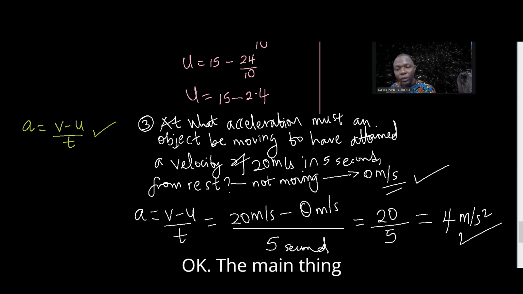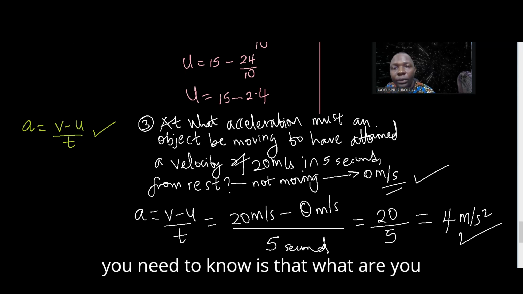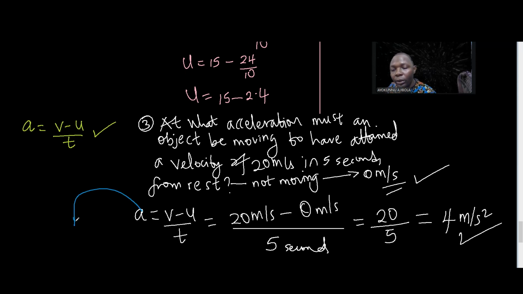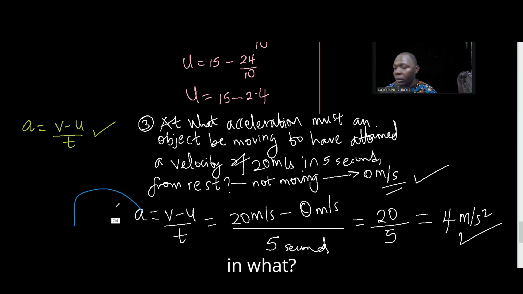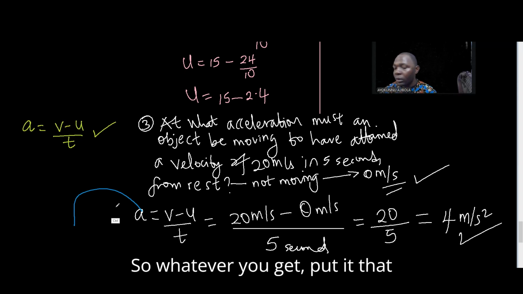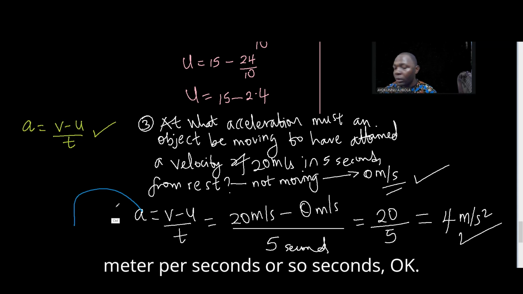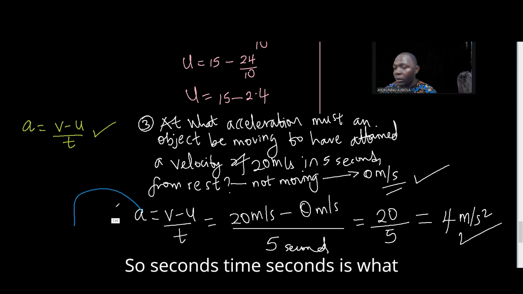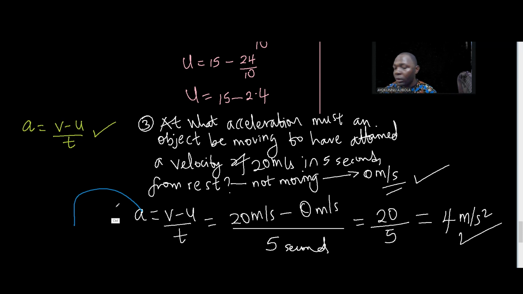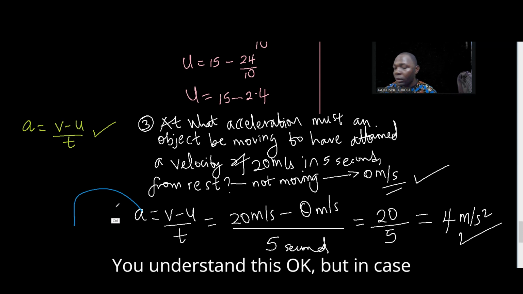Okay. The main thing you need to know is what you are looking for. Acceleration. And acceleration must be in what? Meter per second square. So whatever you get, put it as meter per second square. Or you can say this is meter per second, also per second, okay? So seconds times seconds is what? Second square. Is that clear? Do you understand? Yes, sir.